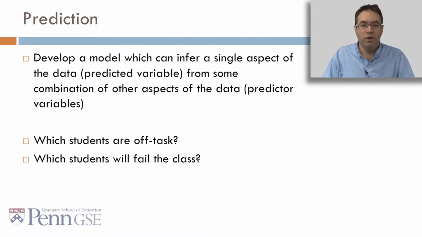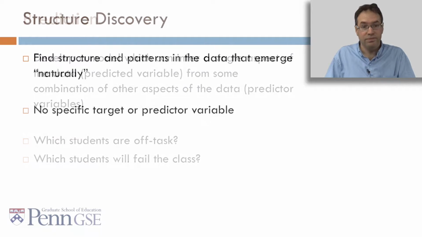The first of the broad methods is prediction. Develop a model which can infer a single aspect of the data, what we call the predicted variable, from some combination of other aspects of the data, the predictor variables. Prediction modeling can be used to infer things like which students are off task, or to predict which students are going to fail the class. We'll talk about that this week.